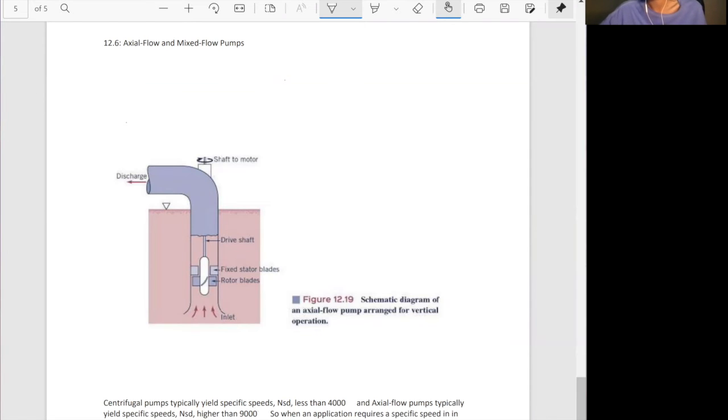Centrifugal pumps typically yield specific speeds less than 4,000, and axial pumps typically yield speeds higher than 9,000. So when an application requires a specific speed in between those two values, there are mixed flow pumps that are used. And as you might guess, a mixed flow pump has both radial and axial components. A neat application of centrifugal and axial flow pumps is an LVAD pump, which is implanted alongside the heart to aid the heart's left ventricle in the continuous flow of blood throughout the body.